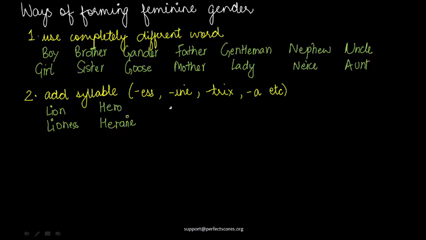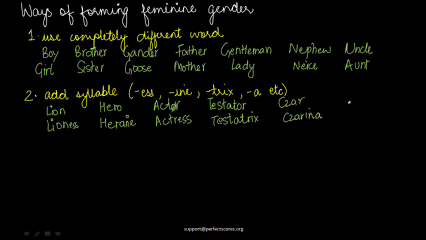In some cases, the vowels need to change a little bit. For example, from actor, you need to remove the O and then you add ESS, actress. Then let's take another example. Testator becomes testatrix. Or czar becomes Zarina, or Sultan becomes Sultana.